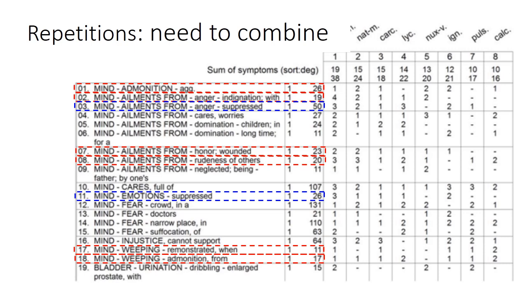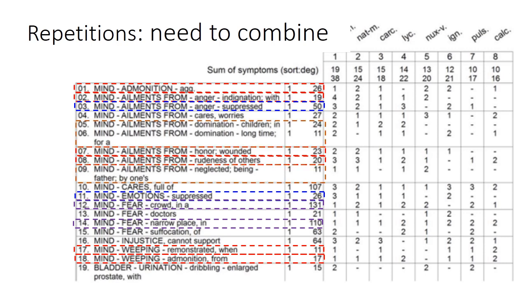That doesn't help us in a fair analysis. Look at this further. Fear in a crowd, fear of narrow places. So it has something to do with space. Another thing is, look at these two rubrics: ailments from rudeness of others and ailments from being neglected by one's father.